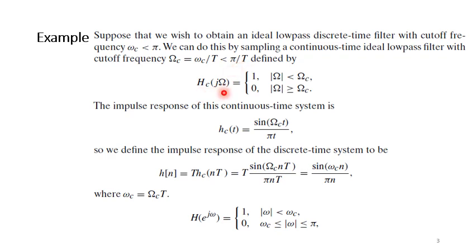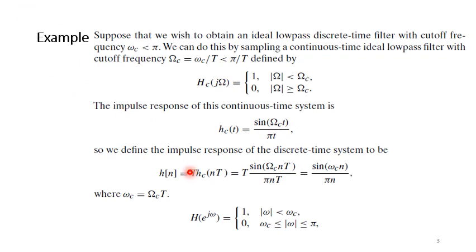So Hc(j omega) is equal to 1 for absolute omega less than omega c, and equal to 0 otherwise. The impulse response of this continuous time system is hc(t) equals sin(omega c t) over pi t. You understand how we get this value. Basically, this is your frequency response, and taking the inverse continuous time Fourier transform, we get the impulse response, which is this one.